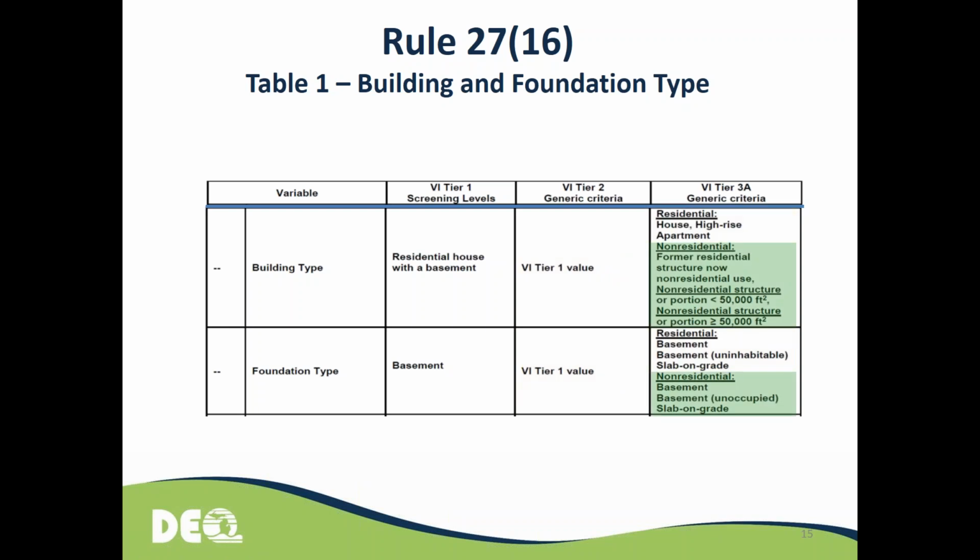But we can also look at non-residential uses as well under the VI tier 3A, that we can look at a former residential structure that's now non-residential use, which we see common in for like accounting offices or lawyers' offices. But we can also look at non-residential structures less than 50,000 square feet or greater than 50,000 square feet. And we can look at different foundation types. Not only for residential, we look at a basement or slab on grade or a basement that's uninhabitable, but we can also look at non-residential scenarios as well.